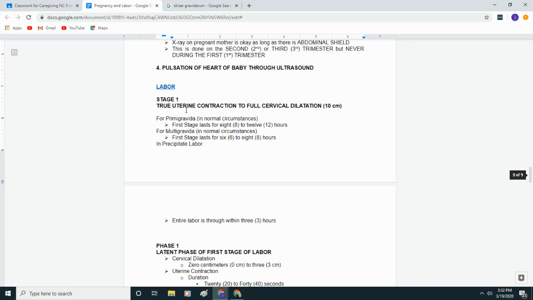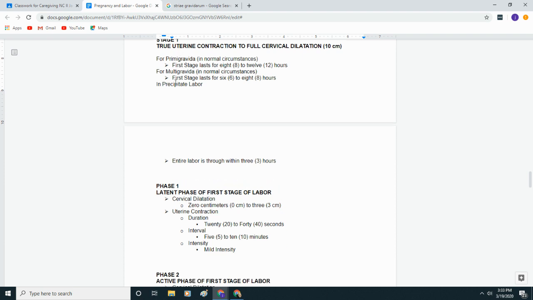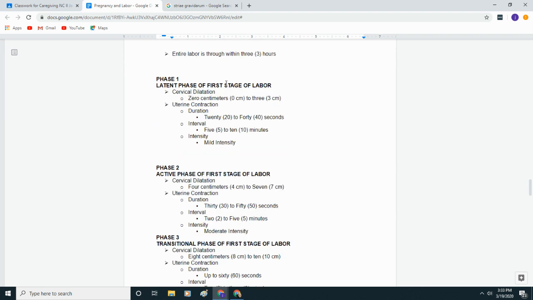Okay. Let's go now to labor. So, the first stage of labor is uterine contraction to full cervical dilation of 10 centimeters. So, this starts if there is already a uterine contraction. There are three phases of stage 1. We have the latent phase, the active phase, and the transitional phase. So remember, LAT. Latent phase, active phase, and transitional phase.